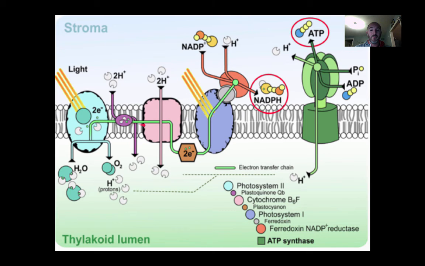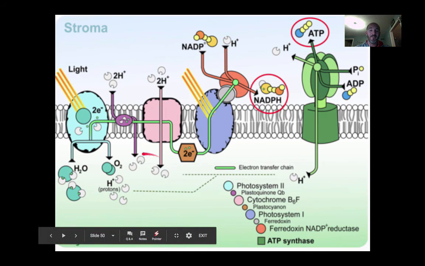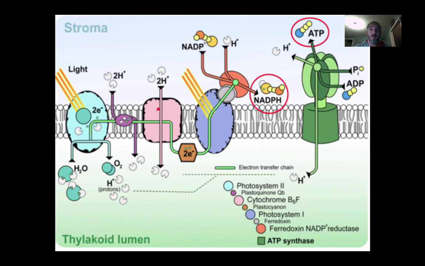And as they go through the chain, if you follow the green line here, you can see it goes through several different protein complexes that are built into the membrane. You don't need to know exactly what the names of these are, but what you need to know is that as it moves along its transport chain, it is pumping in H plus ions. So we're loading the thylakoid, inside the thylakoid, with H plus ions.